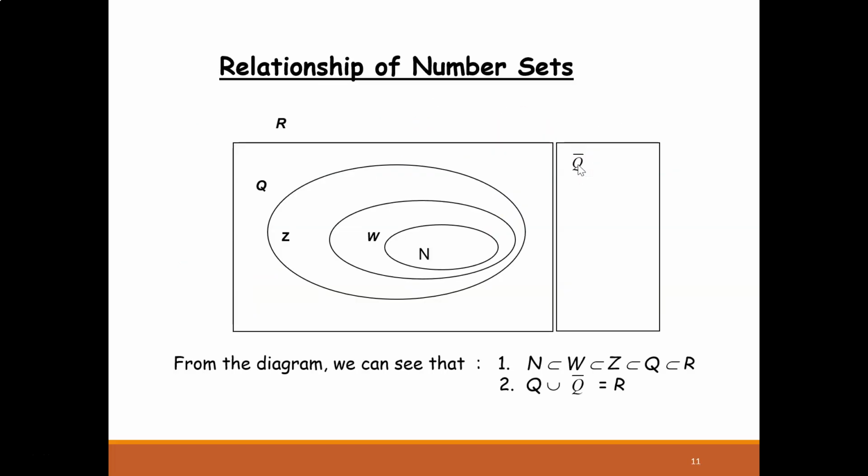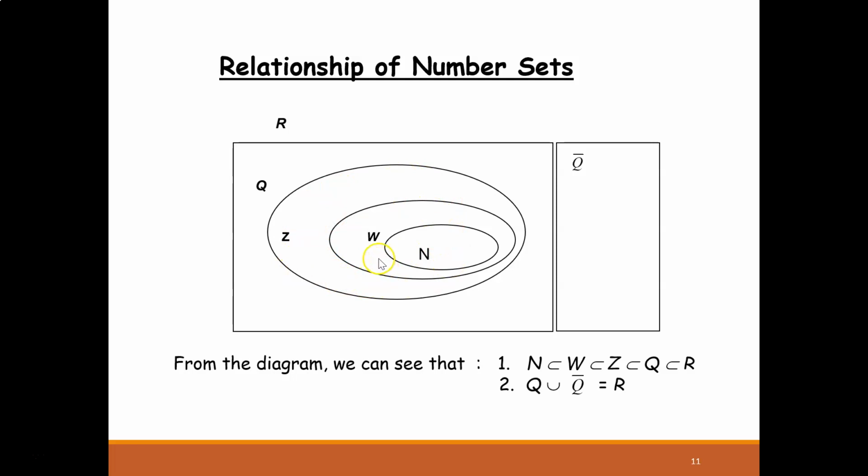Okay, so this is the relationship of number sets. Previously we have learned about natural numbers, which are numbers that we can count, starting from 1, 2, 3 and so on. And then we have whole numbers which include 0, 1, 2, 3 and so on. And then we have another one which is Z, the integers. When you have integers, it includes negative numbers. So the set becomes larger and larger.